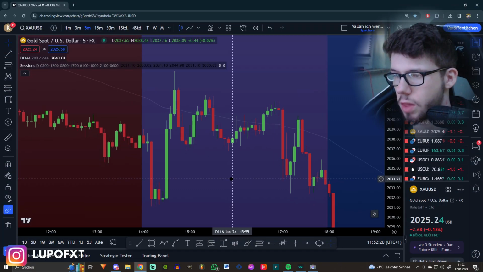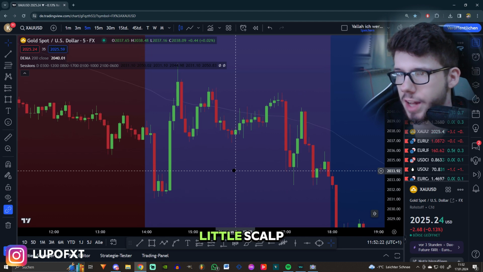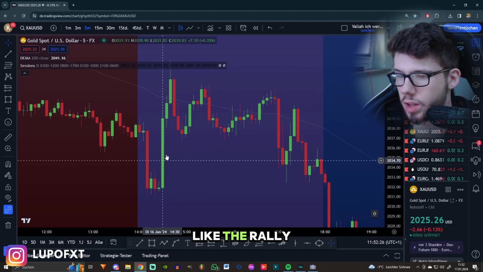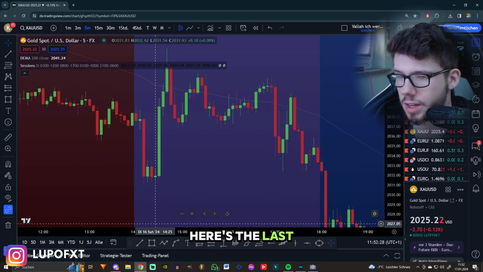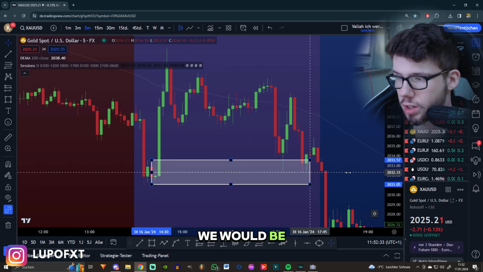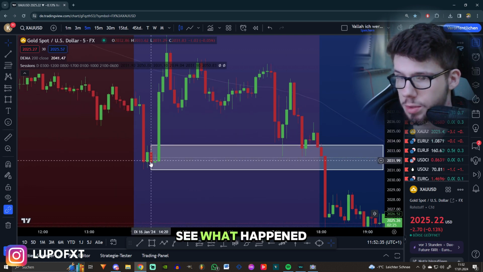Here we would have another example of a good little scalp as a demand trader. We went up like crazy here, the rally was just insane. Here's the last candle that did the opposite, so we are just marking it up like this. We would be dragging it all the way to the right. You can already see what happened here.